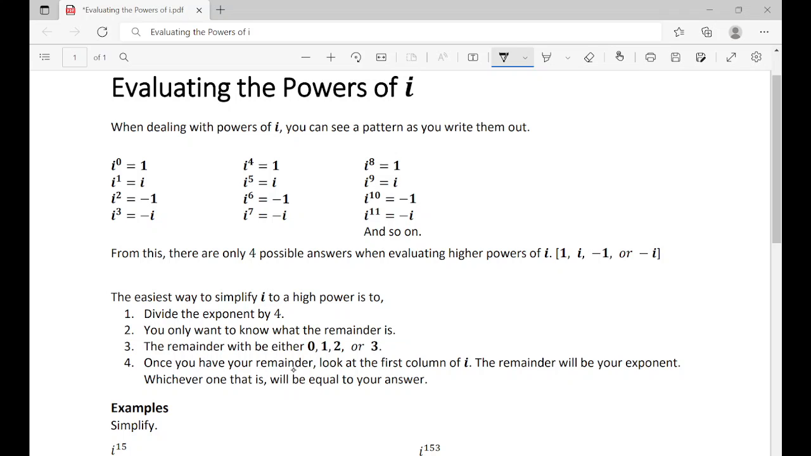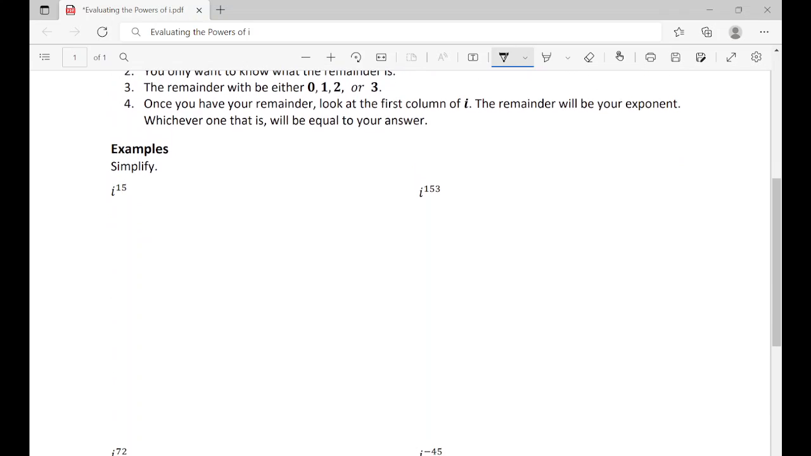Now, once you have your remainder, you're going to look at the first column of i, this one right here, and you're going to take your remainder, and that is going to be the exponent of i: 0, 1, 2, or 3. Whichever one it is, that's what your answer is. So if your remainder is 0, your answer is 1. Remainder of 1, it's i. Remainder of 2, -1. Remainder of 3, -i. So let's go and try some of this out.